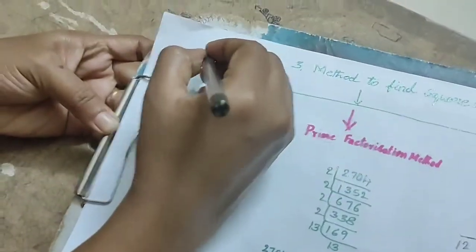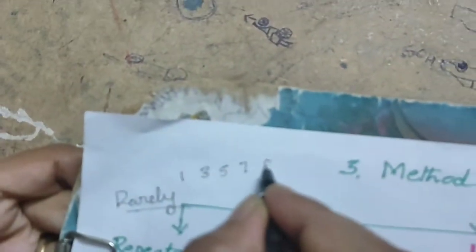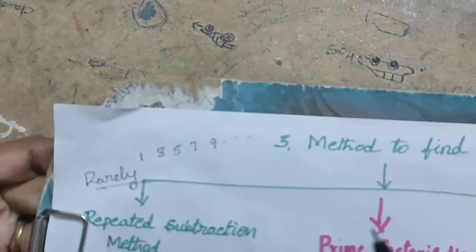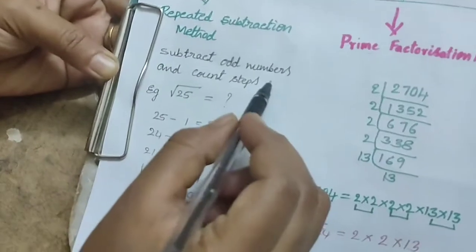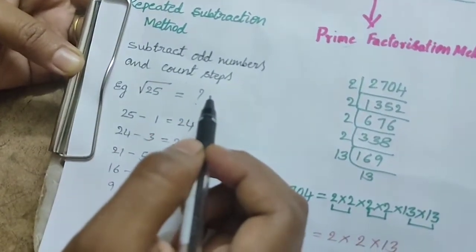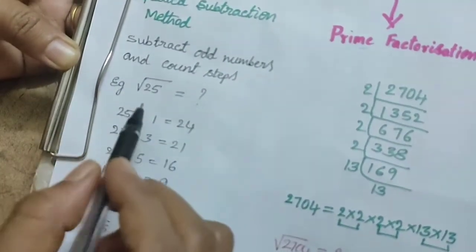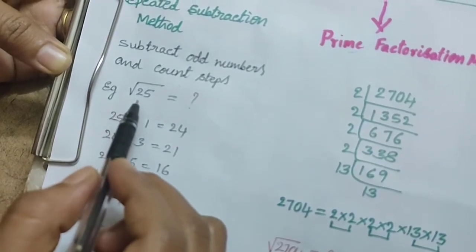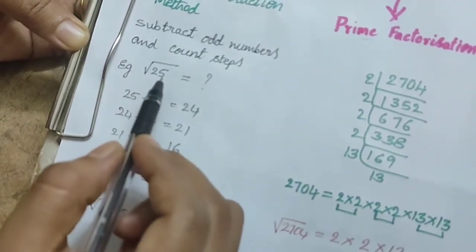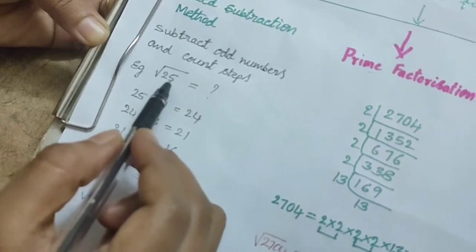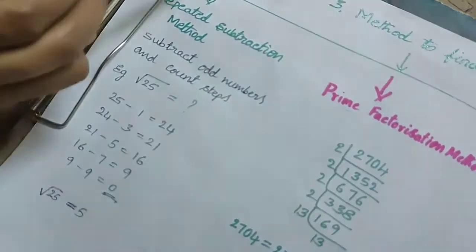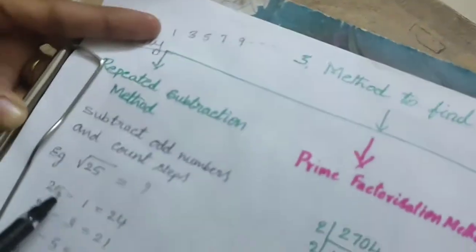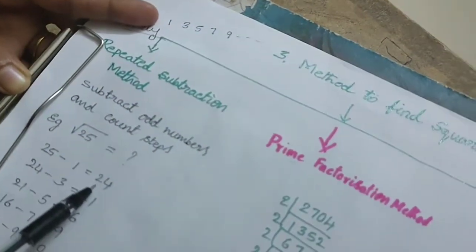Students, you know what the odd numbers are? 1, 3, 5, 7, 9, etc. These are all called odd numbers. So here, subtract odd numbers and count the steps. Now the question is: find the square root of 25. How to find the square root of 25? Students, first write this number 25 as it is and subtract the first odd number, 1. 25 minus 1 equals 24.